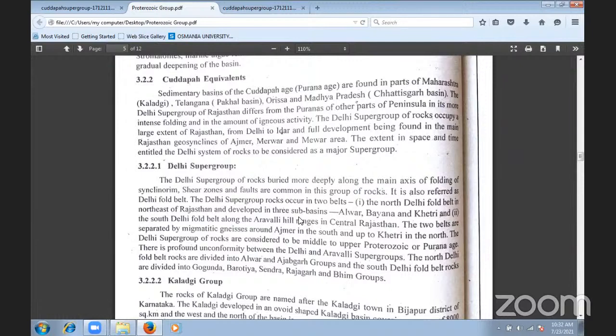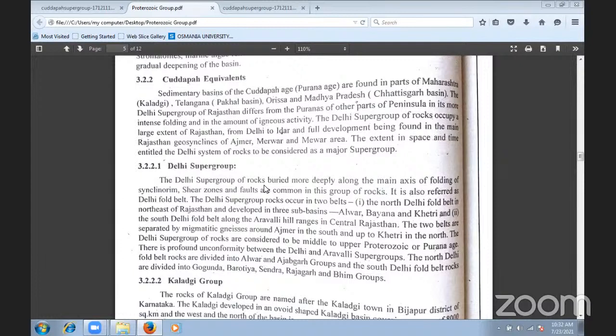The Delhi supergroup of Rajasthan differs from the Purana of other parts of the peninsula in its more intense folding and the amount of igneous activity. Based on this, the Delhi supergroup of rocks occupies a very large area in Rajasthan, from Delhi to Idar.